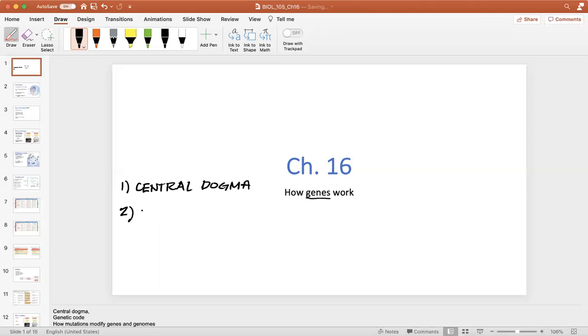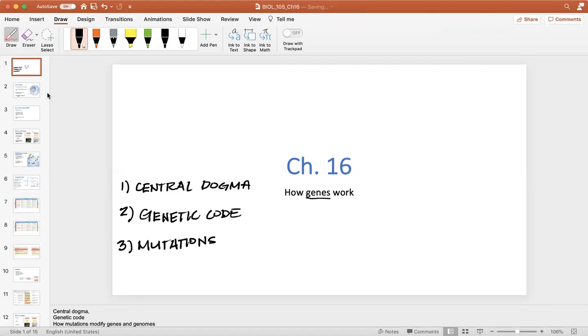The second thing that I want us to go over is exactly what the genetic code is. Exactly how does DNA represent a code for genes? And then the third thing I want to talk about is the role that mutations have. Because mutations, while often thought of as being problematic, are also a source of genetic variation and ultimately how populations evolve. So they're very, very important in this conversation.